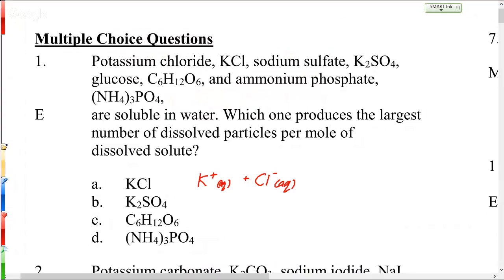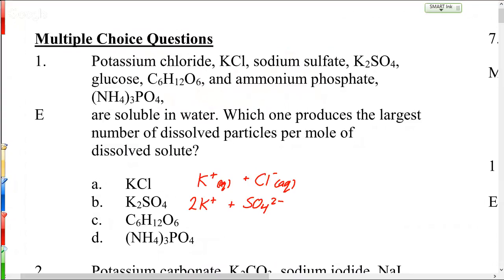Okay. So what about K2SO4, potassium sulfate? What happens to that in solution? Sulfate and potassium. Two potassiums, right? Because they both break up. Also aqueous. So which of those two produces more dissolved particles per mole of dissolved solute? B. Because each mole of KCl produces 2 moles of dissolved particles, a mole of potassium ions and a mole of chloride ions. But each mole of potassium sulfate produces 3 moles of ions, 2 moles of potassium and 1 mole of sulfate.